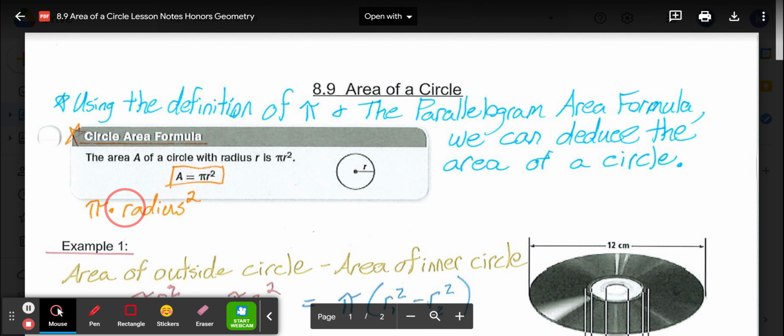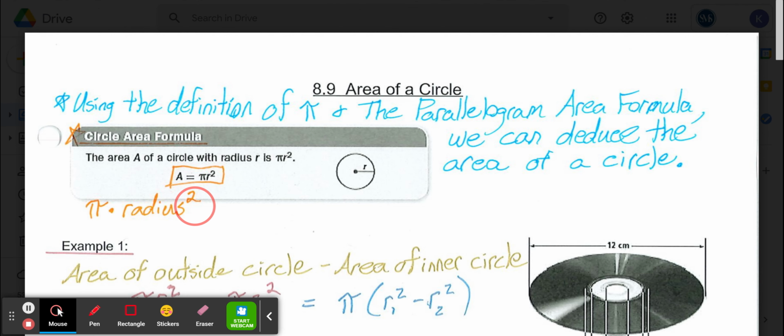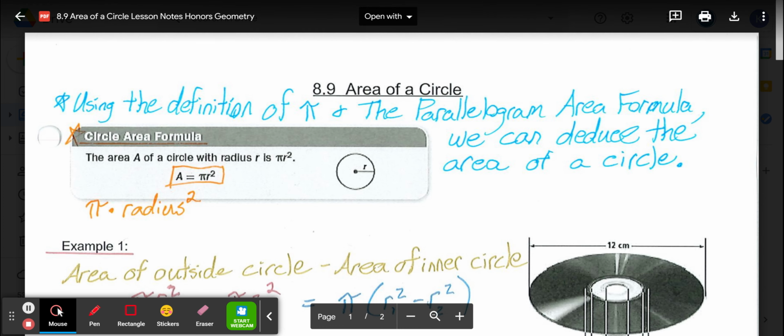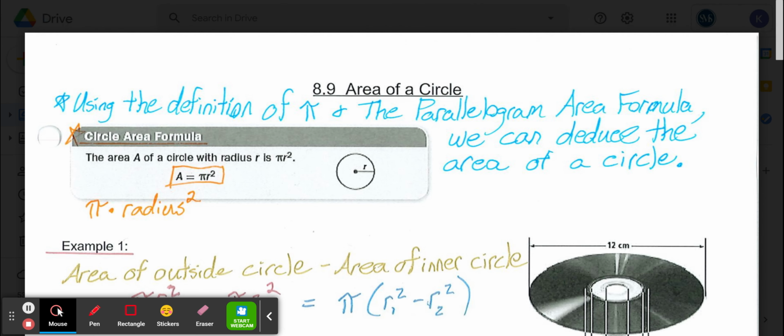So it's pi multiplied by the radius to the second power. We cannot use diameter for area. So if you ever have diameter, you need to divide it by 2 to get the radius. So area of a circle, pi multiplied by the radius to the second power, or squared.